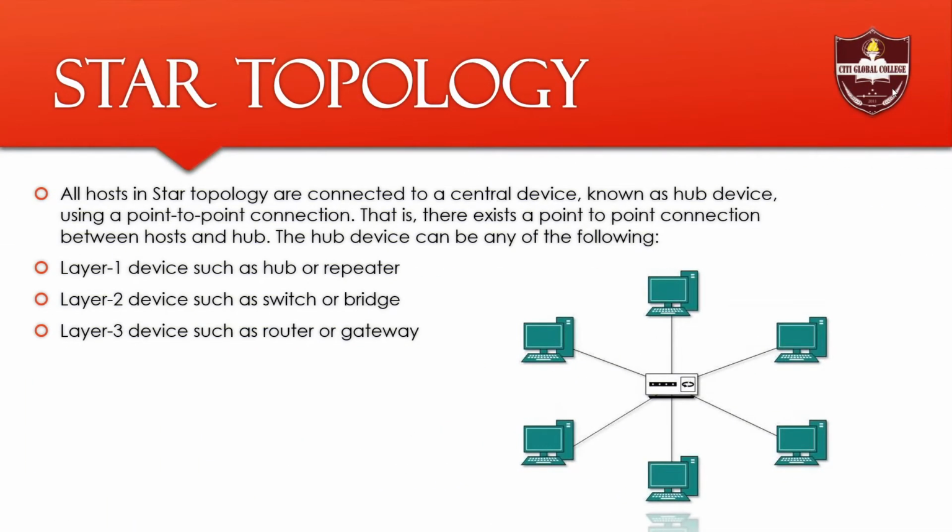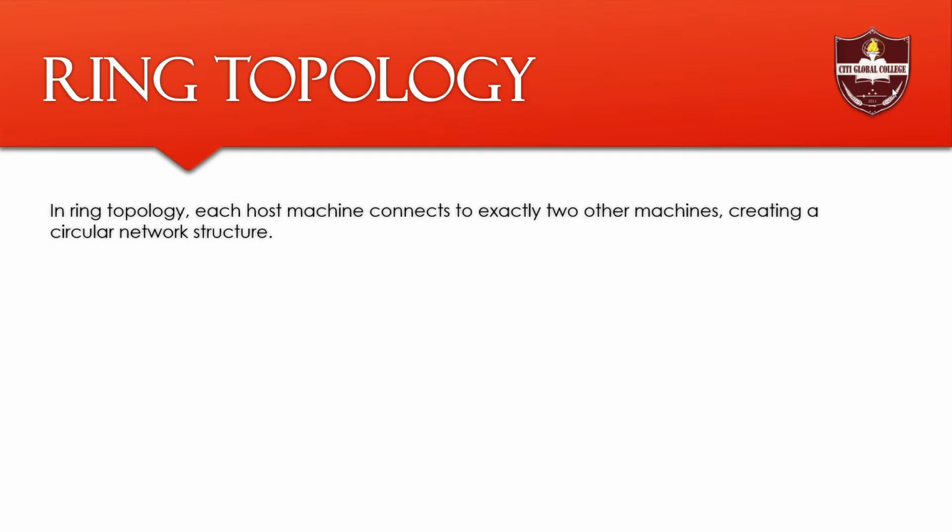All hosts in star topology are connected to a central device, known as hub device, using a point-to-point connection. That is, there exists a point-to-point connection between host and hub. The hub device can be any of the following: a device such as a hub or repeater, a device such as a switch or bridge, or a device such as a router or a gateway.